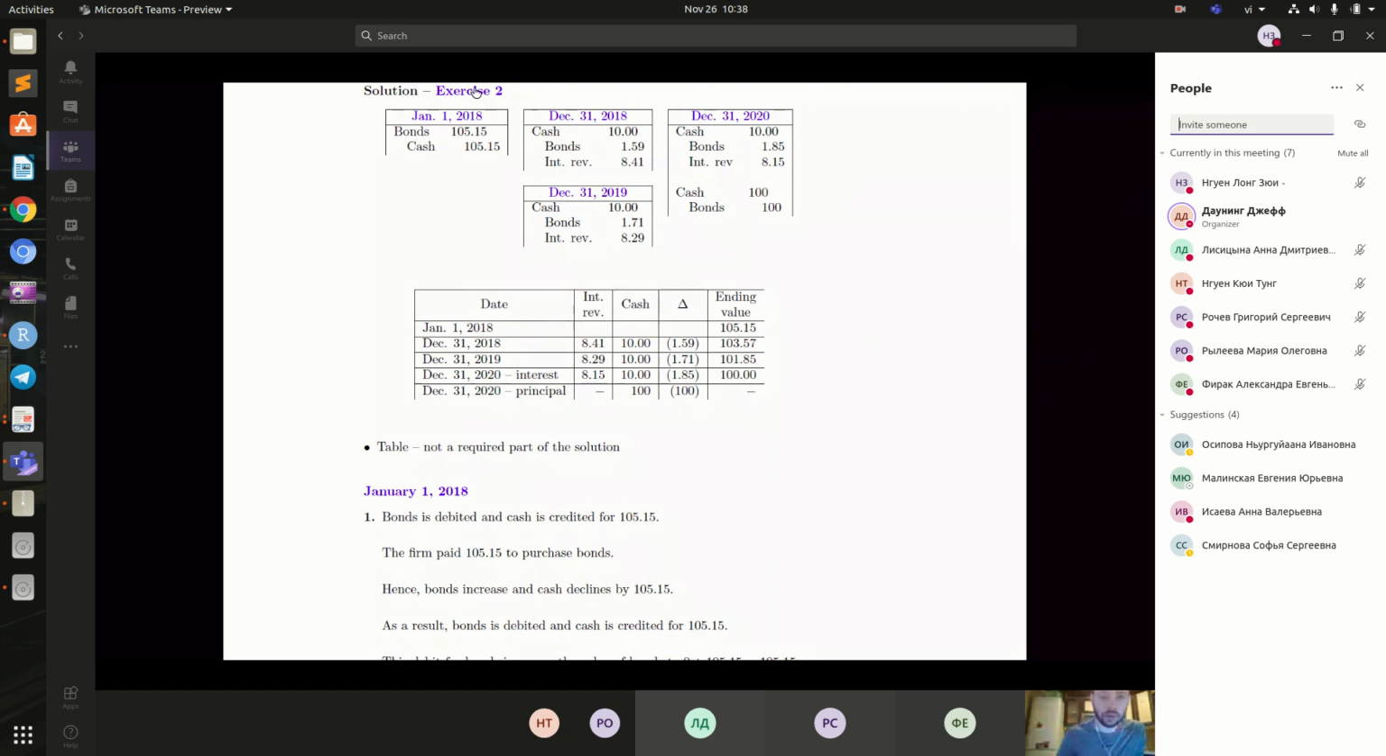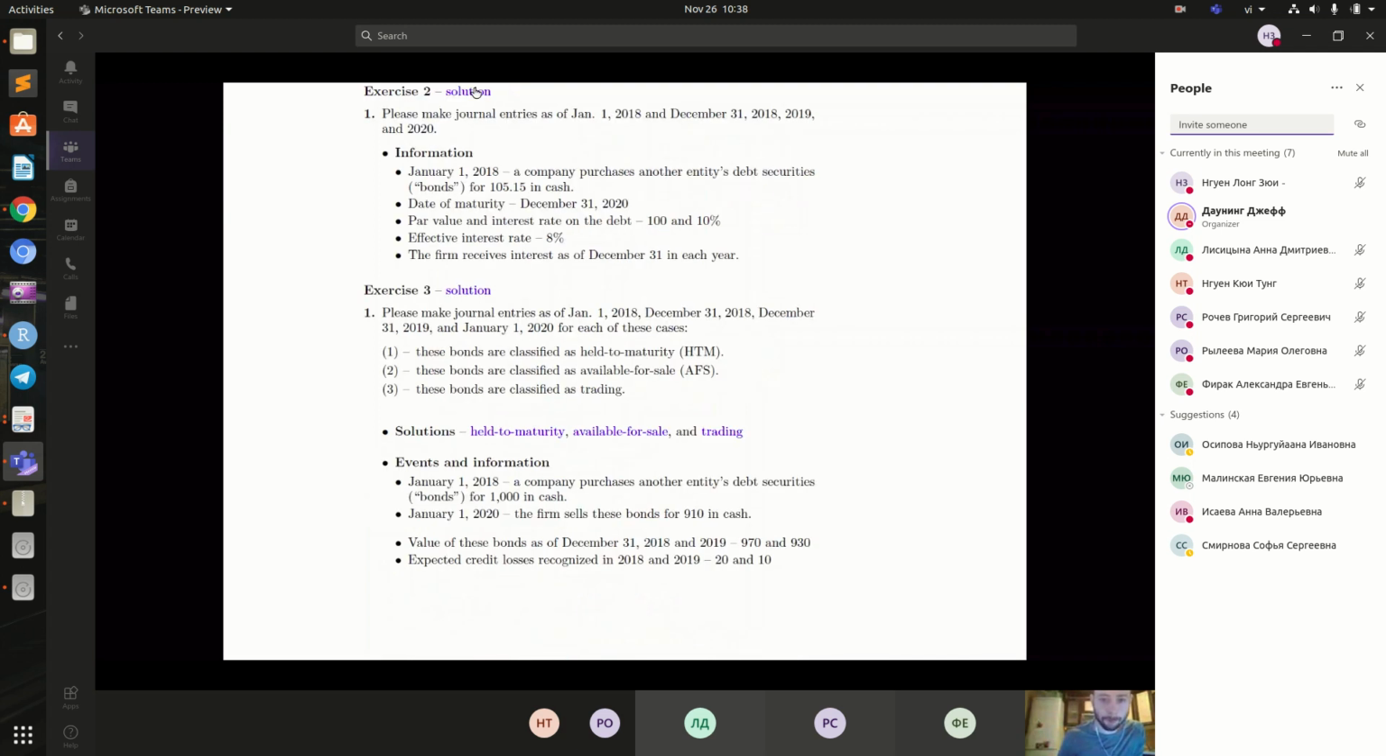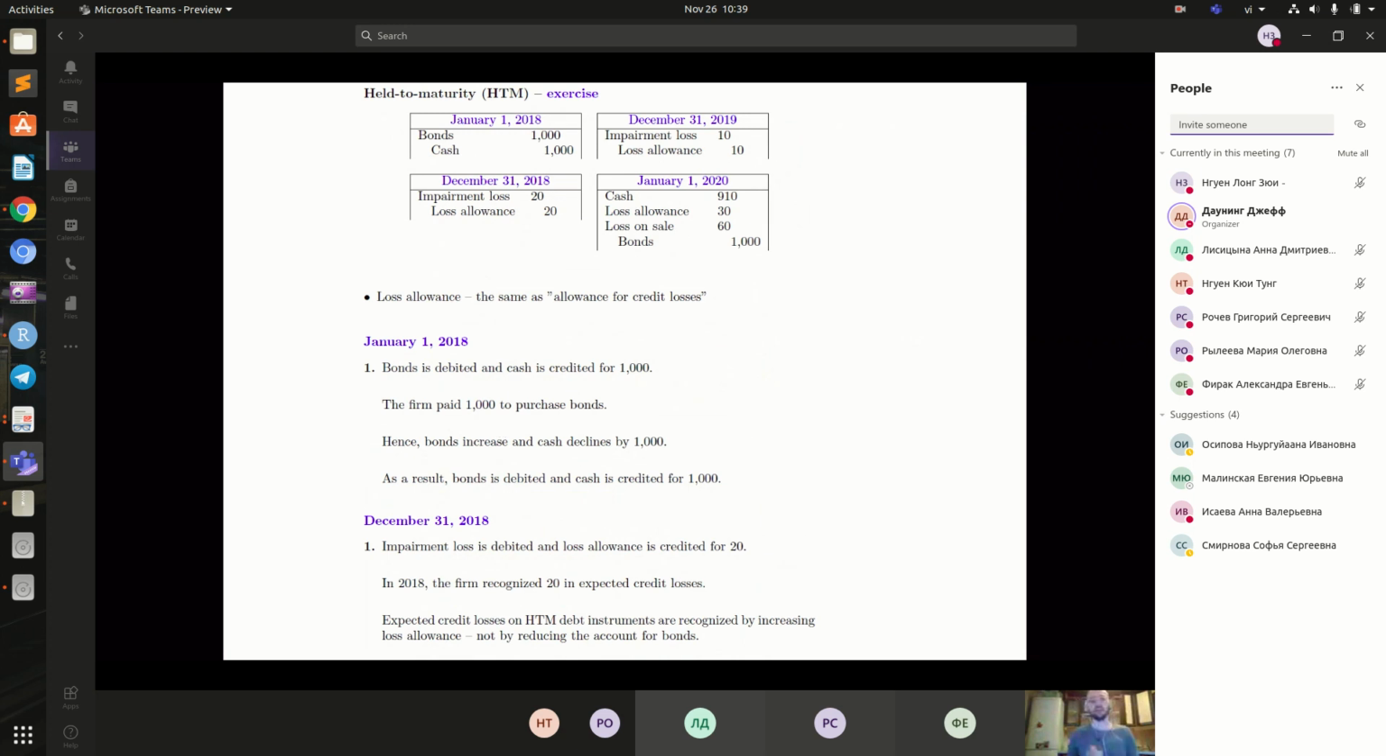If there are no questions on exercise 1 or 2, we will go to exercise 3, where we have debt securities or debt instruments classified as held to maturity, available for sale, and trading. First, held to maturity. As of December 31st, 2018 and 2019, we recognize impairments based only on expected credit losses. Hence, in 2018 and 2019, when we have expected credit losses of 20 and 10, we recognize in net income, or profit and loss, an impairment loss of 20 and 10. In each year, this impairment loss is recognized in this contra asset, a loss allowance, or the allowance for credit losses.